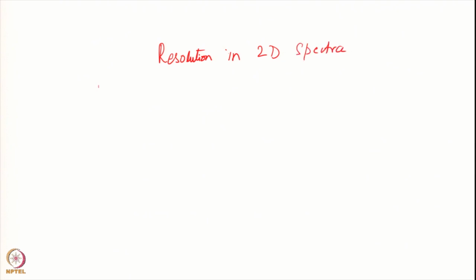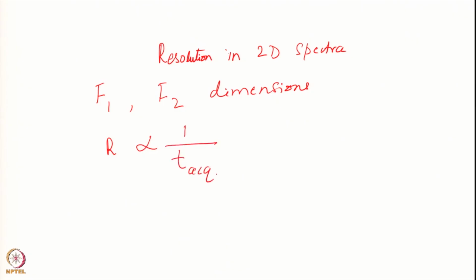So, we should talk about the F1 dimension, sometimes called the omega 1 dimension, and the F2 dimension. We have to worry about the resolution in the spectra in both these dimensions. What does the resolution depend upon? If we call resolution R, then this is proportional to the inverse of the acquisition time. If T acquisition is the acquisition time, the resolution is inversely proportional to the acquisition time.